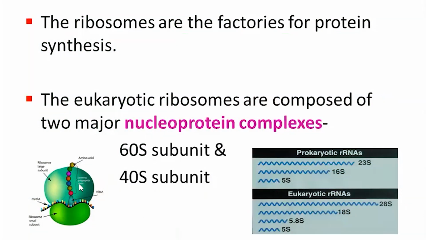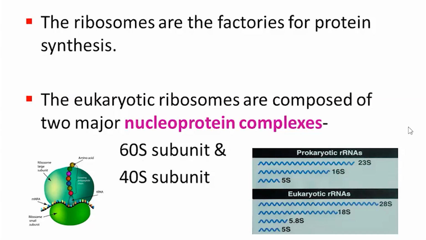This is the structure of a functional ribosome. It has two subunits, one is large and another one is small. The large subunit is the 60S subunit and the smaller one is the 40S subunit. These are actually two major nucleoprotein complexes of the eukaryotic ribosome.